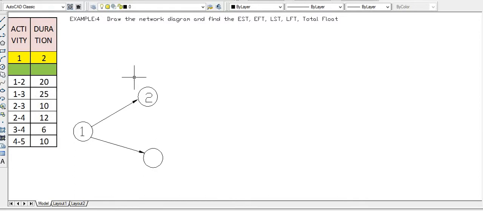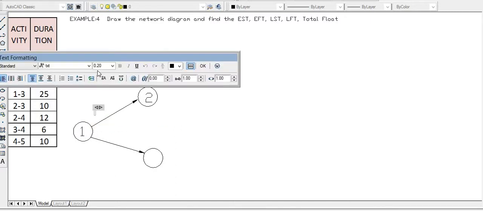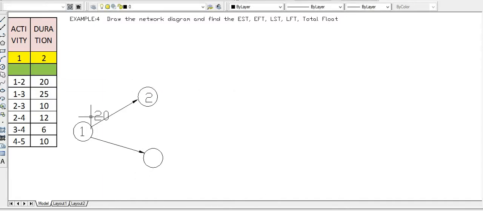It may be hours, normally it is days, or it may be weeks. There is nothing as such given, so we will write down 20. It may be days or it may be weeks. So we will write down here 20. So this duration is 20.